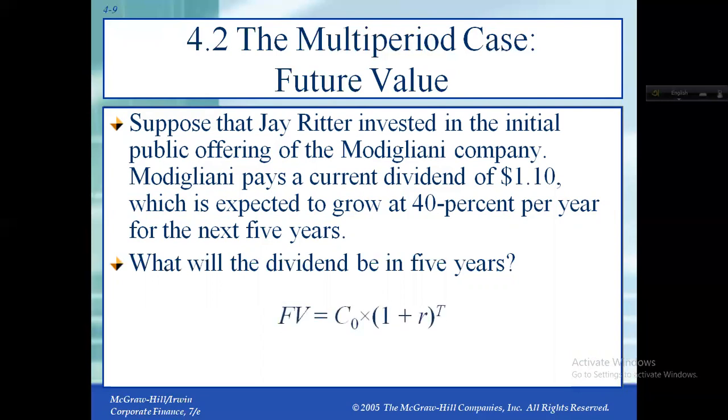So we have to find out the future value. So future value equal to C0 times 1 plus R to the power T. Here we put in the present value, R and T, and then we get the future value. So the present value is $1.10 times 1 plus R to the power T, so 1 plus 0.40 to the power of 5. So we have gotten the future value, or FV, is 5.92.